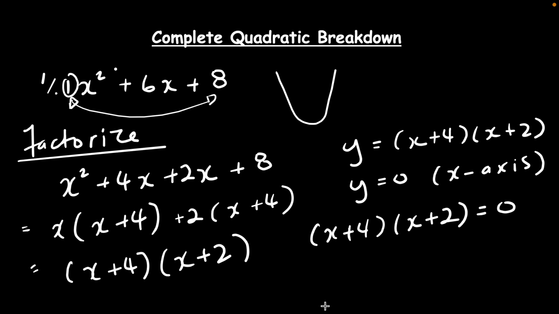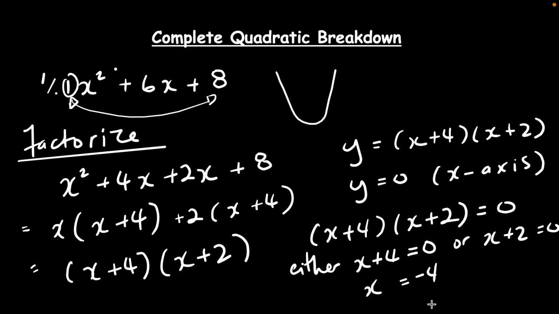Now, the logic here is pretty simple. If something times something gives you 0, then either x plus 4 is equal to 0 or x plus 2 is equal to 0. And if x plus 4 is 0, that means x is equal to negative 4. And if x plus 2 is 0, that means that x is equal to negative 2. So these are our roots, all right?